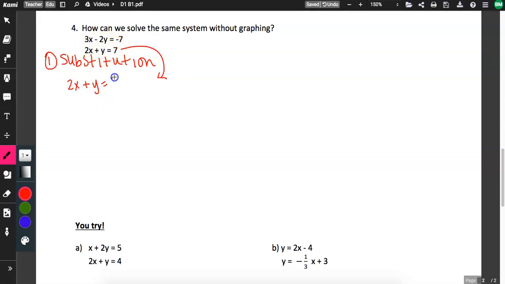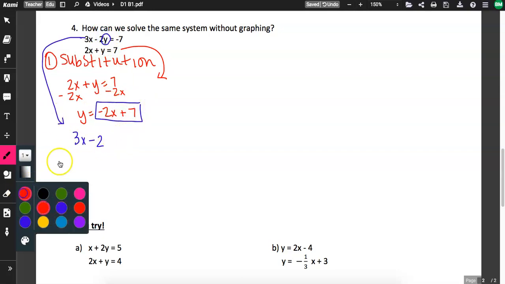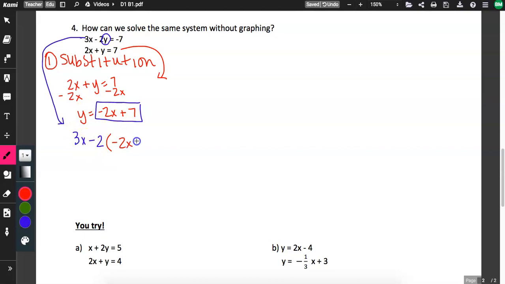2x plus y equals 7. I'm going to solve it for y. So minus 2x, we already did this above. Okay, so now I have y all by itself. What I can do is take that first equation, 3x minus 2, but instead of y, I'm going to just write this entire equation. I'm literally plugging it in, substituting it in for y because it equals y. Negative 2x plus 7. And then don't forget to finish equals -7. Okay, so I substituted it in for the variable that it equals.